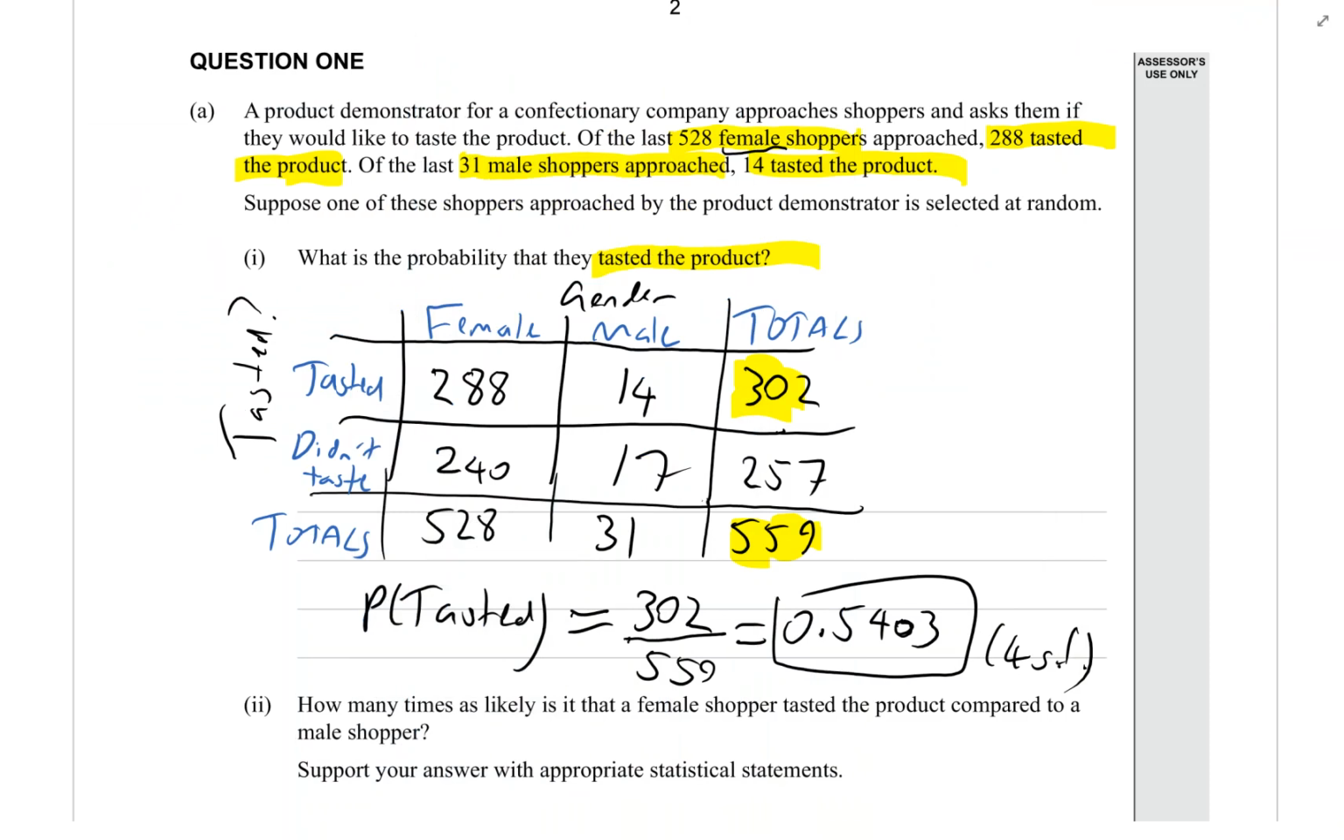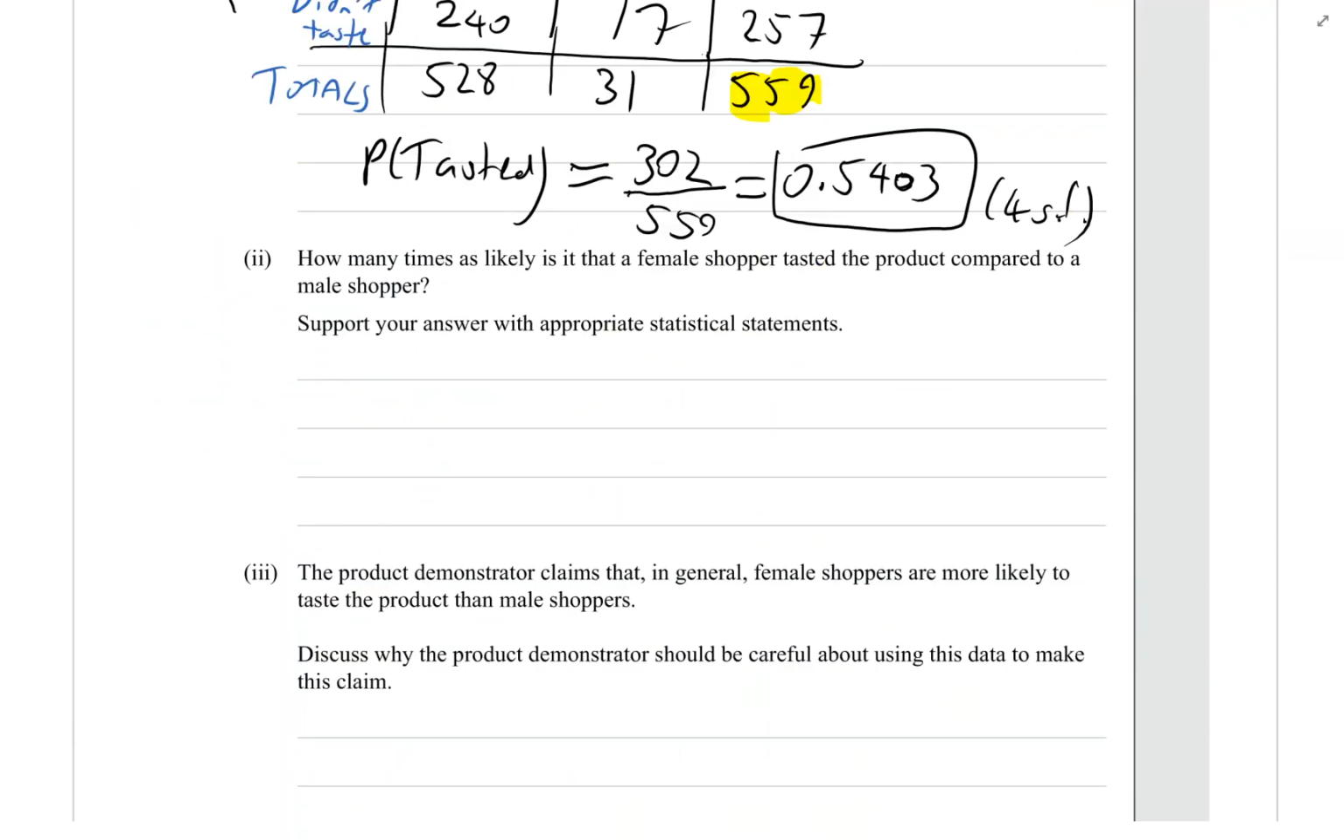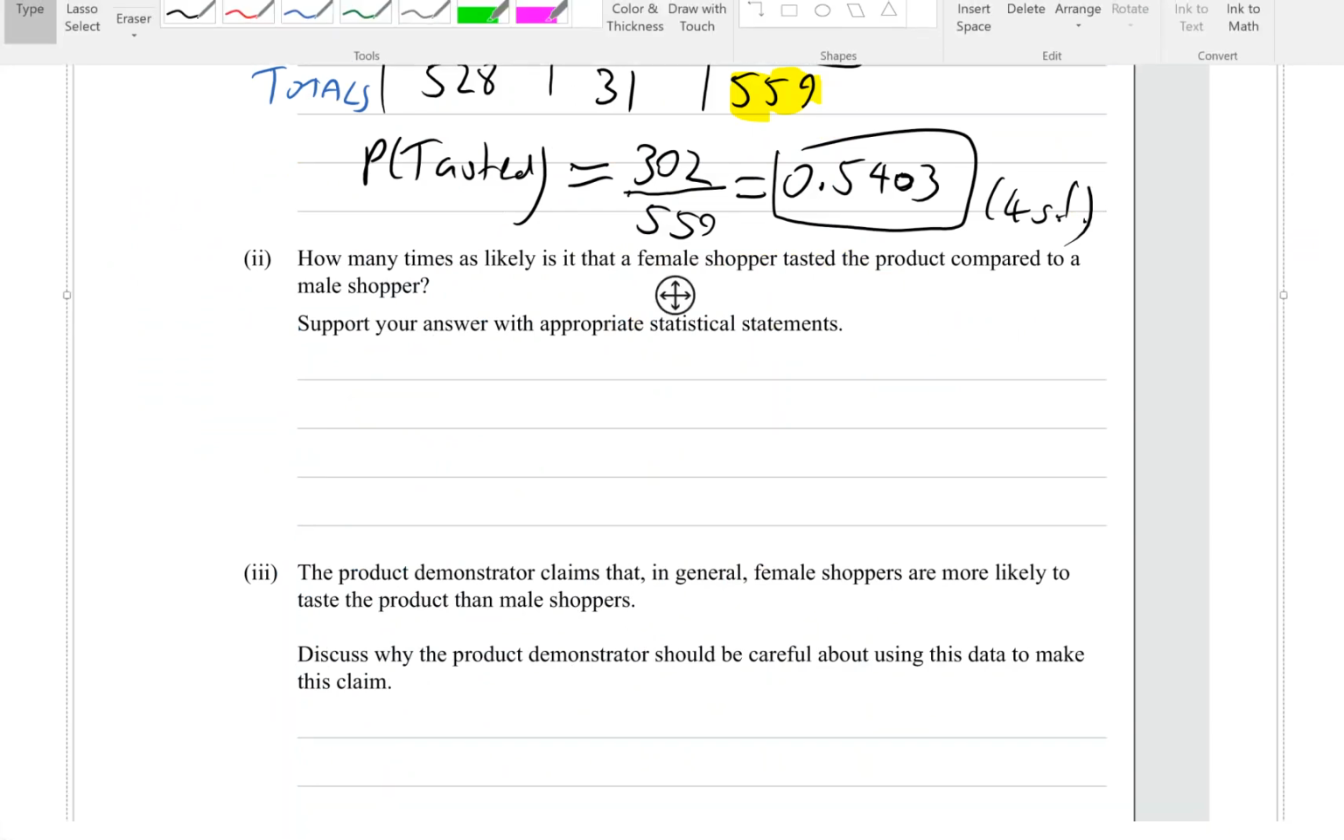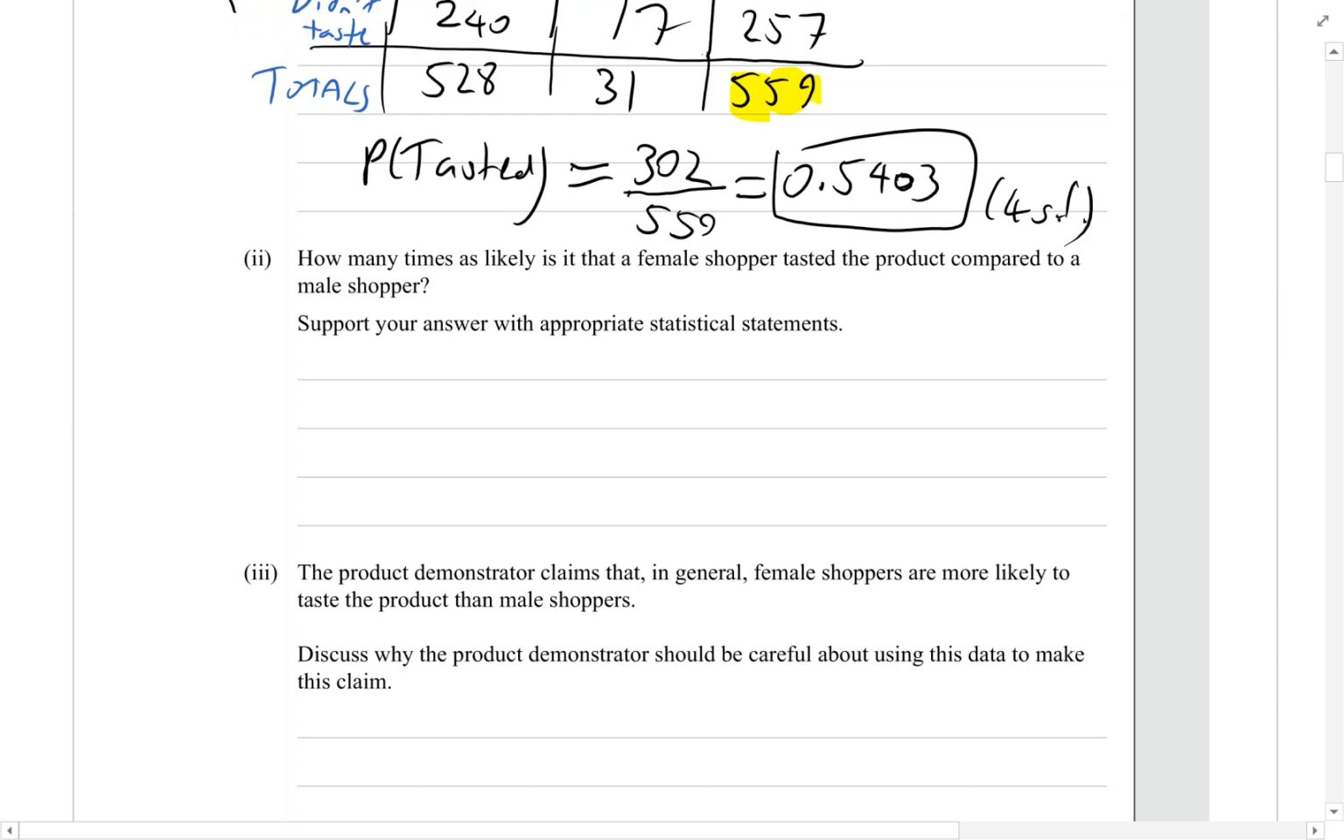Okay, on to part 2. How many times as likely is it that a female shopper tasted the product compared to a male shopper? Support your answer with appropriate statistical statements.